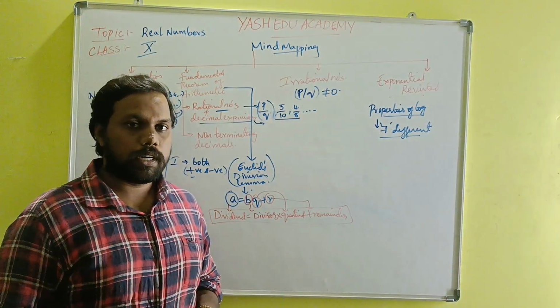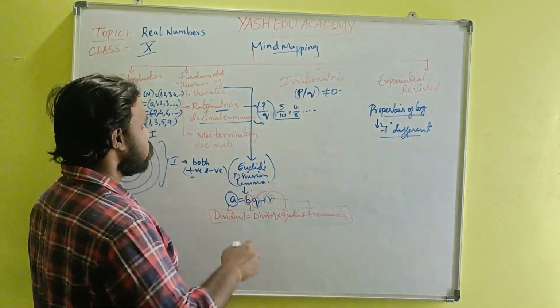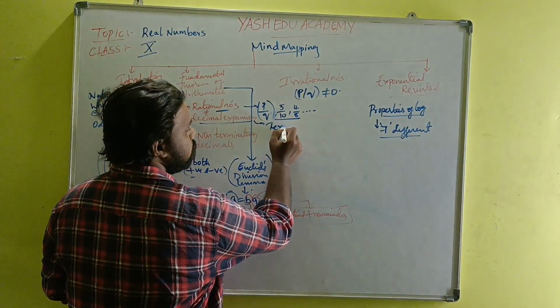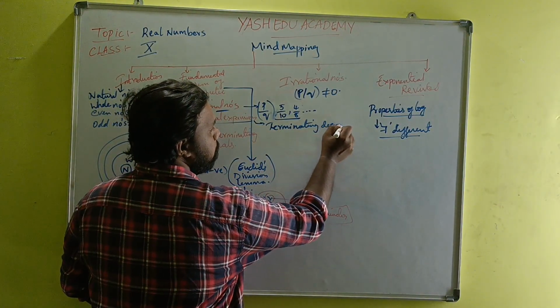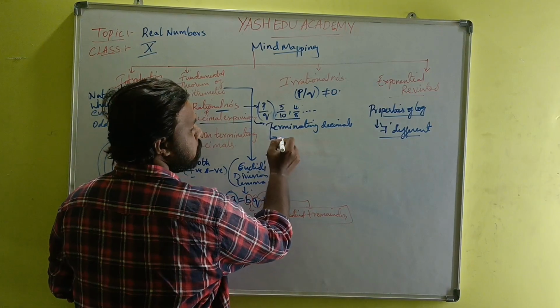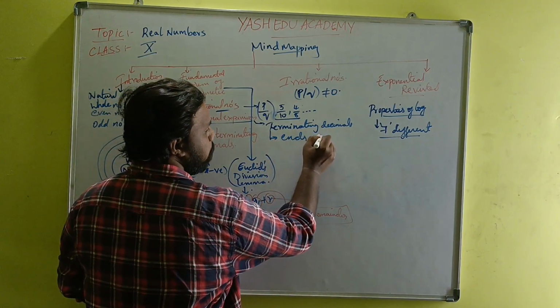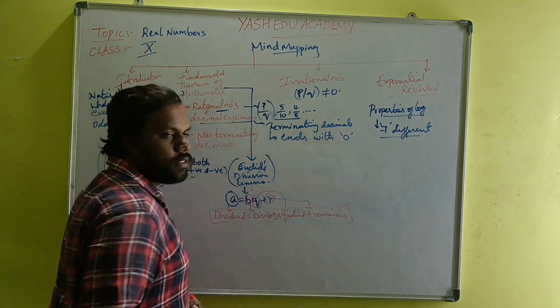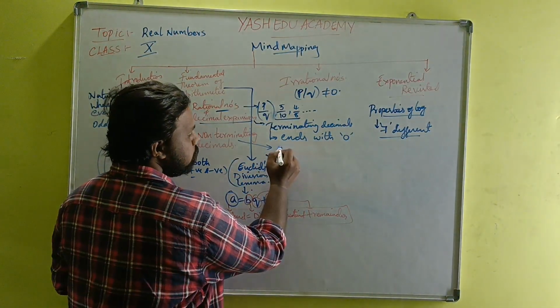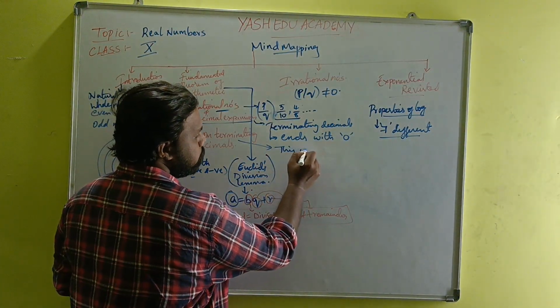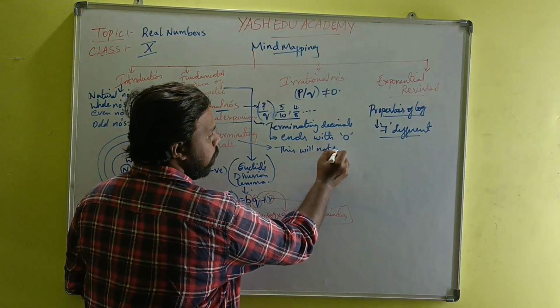So, terminating decimals or non-terminating decimals are there. Terminating decimals end with 0. After this, non-terminating decimals will be there. These will not end with 0.